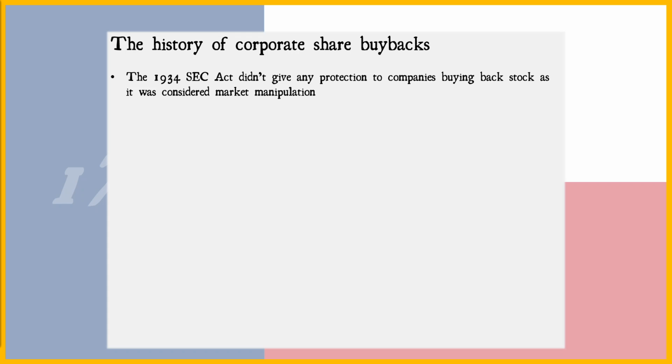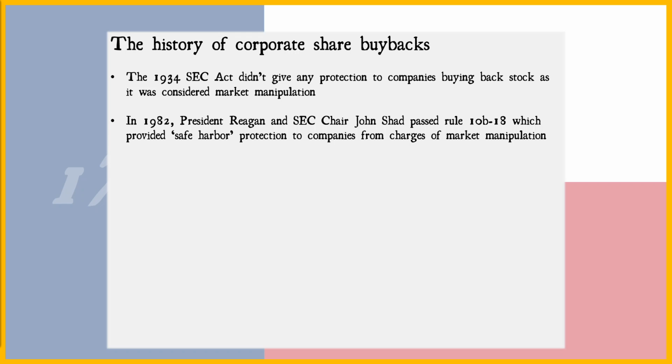And what they basically said was, we're not going to give you any protection from charges of market manipulation if you do it. And without that protection, companies for the most part shied away. They didn't want to get in trouble for doing it, and they could get into a lot of trouble. And that changed in 1982 when President Reagan and the chairman of the SEC, a man named John Shad, passed Rule 10b-18, which gave that safe harbor protection to companies from charges of market manipulation. So basically it said, go ahead and do it, and we'll protect you.